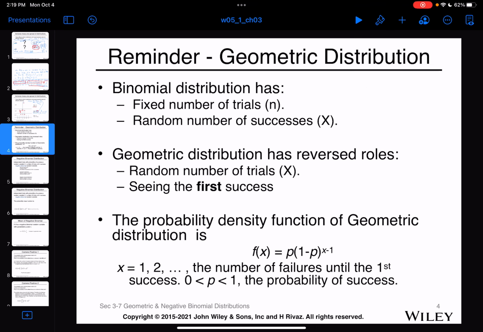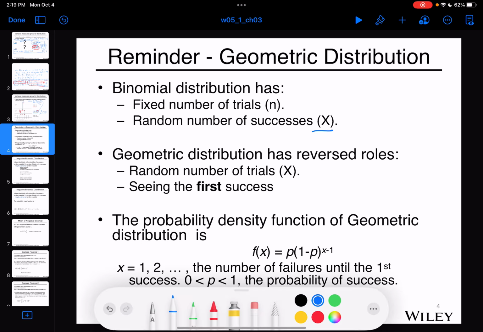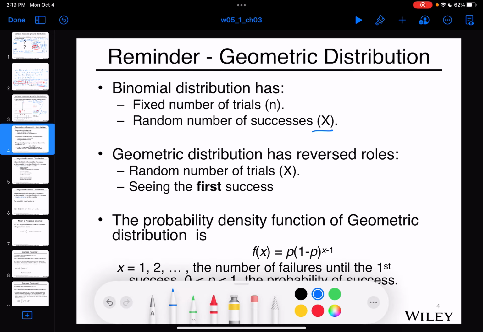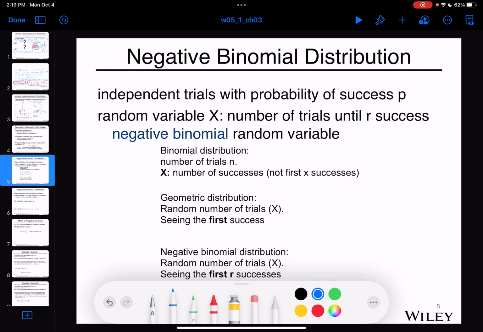So far we saw 2 distributions. In binomial, we have a fixed number of trials n, and we want to have x successes. In the geometric distribution, we are doing the experiment until we see the first success. Once we see the first success, we stop. So we don't know beforehand how many times we are doing the experiment. And we basically saw the equation.